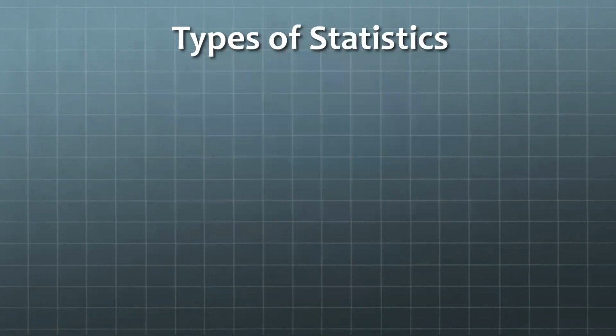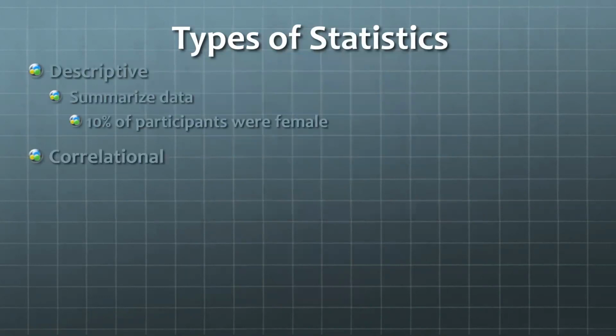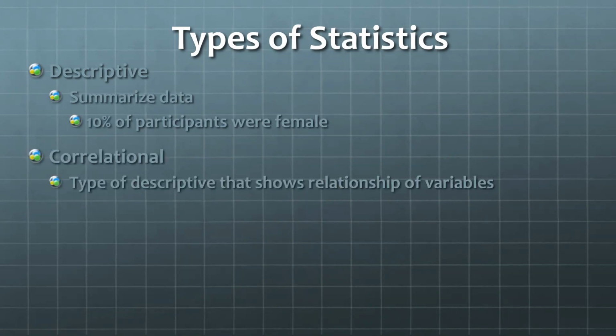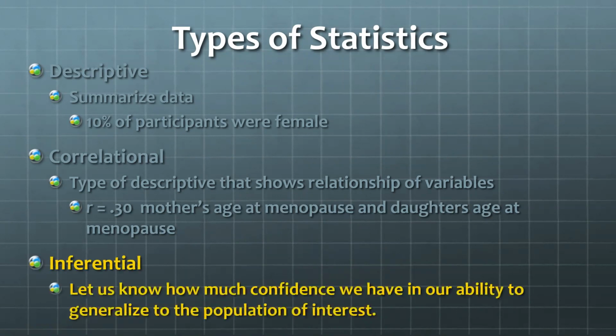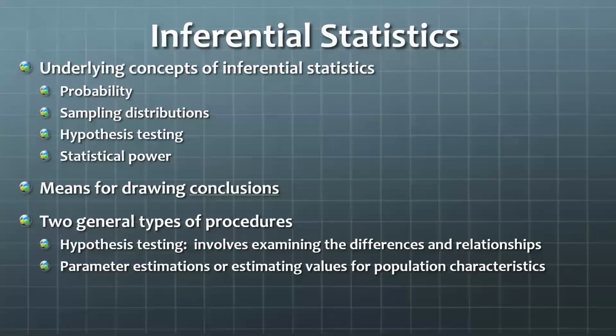We've already discussed the types of statistics. Our first video was related to descriptive statistics. We soon will have one on correlational, and video 2 and video 3 will be on inferential statistics. These are the most powerful statistics, and they let us know how much confidence we have in our ability to generalize our findings of a study to our population of interest. So these are the powerful statistics.